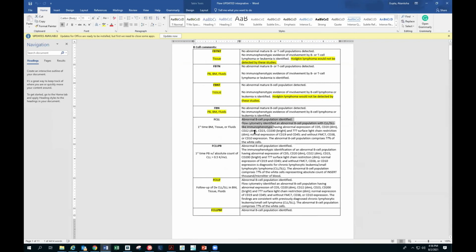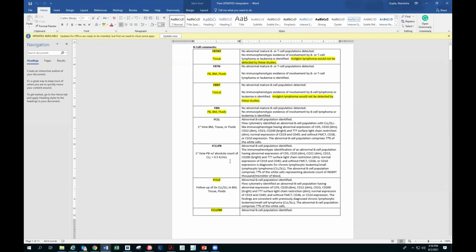So for example, in CLL, if there is a first-time bone marrow, tissue or fluid, if there is a CLL, then they would say abnormal B cell population identified, and then say what it is. So the flow cytometry identified abnormal B cell population with CLL, SLL-like immunophenotype, having abnormal expression of 5, 20 dim, 22 dim, 23, 200 bright, and whatever surface light chain. Normal expression of 19 and 45 without FMC7, CD28, and or CD10 expression. And then the abnormal B cells comprise that many percent of white cells. So this is how we used to report that.